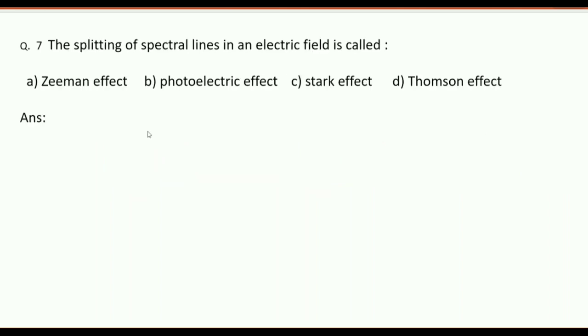Now seventh question, the splitting of spectral lines in an electric field is Zeeman effect, photoelectric effect, Stark effect and Thomson effect. That we know, Stark effect. So Zeeman effect is splitting of spectral lines in magnetic field, and Stark effect is electric field.